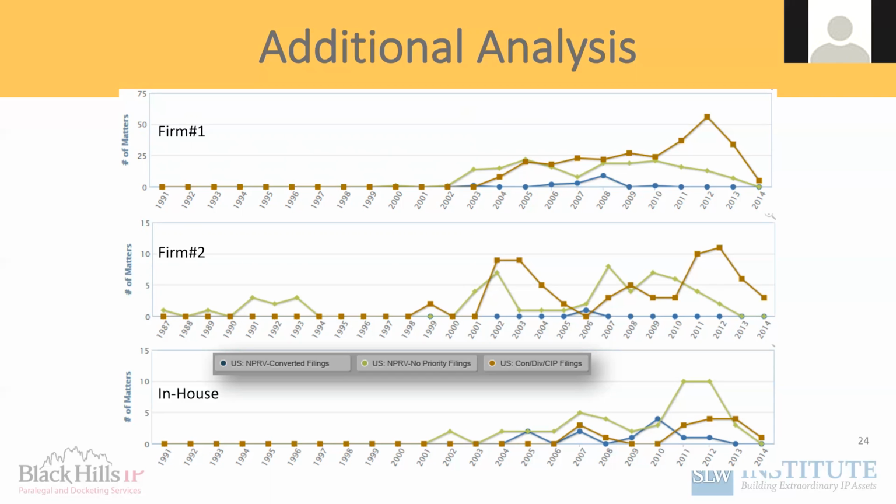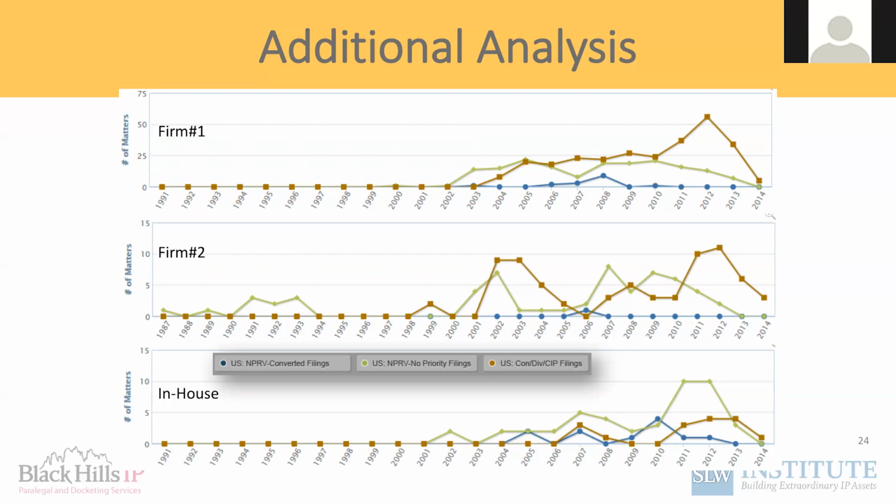The takeaway from this is that if I'm going to analyze this, one of the trends that looks interesting is if you look at the bottom graph around 2011, 2012, more original priority cases were filed in-house. Additionally, during that same time period, or just slightly after it, more continuations, divisionals, and CIPs were filed by the two firms, the two outside firms.